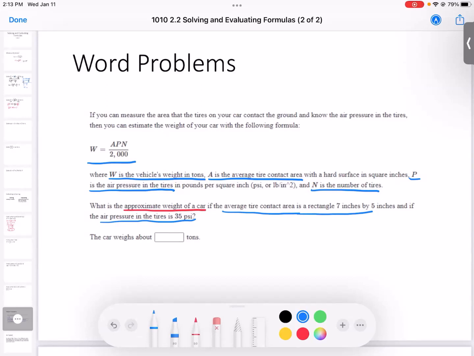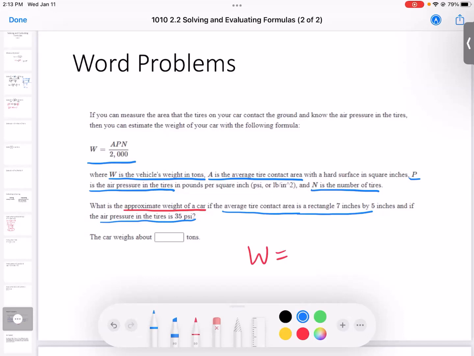So I say, okay, well, what do I know about this thing I'm looking for? Well, I know that the weight of a car can be calculated with this formula because W is talking about a vehicle's weight. So I'm going to say, okay, I'm looking for W then. And in order to find W, I need to know what all of the parts of the formula are. So A, according to this piece of information, is the average tire contact area.